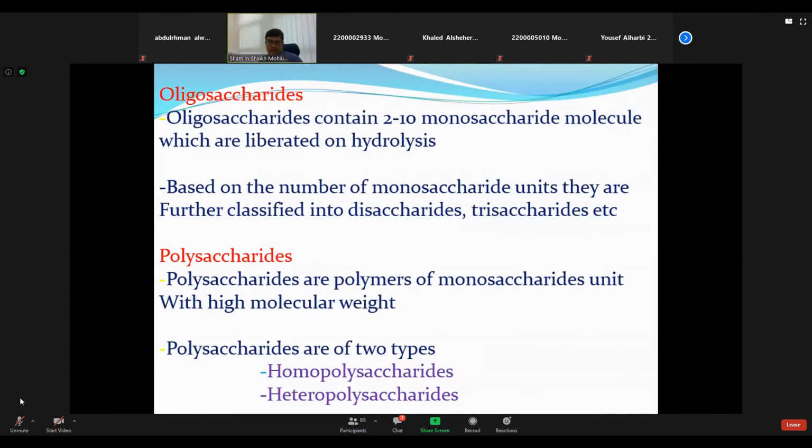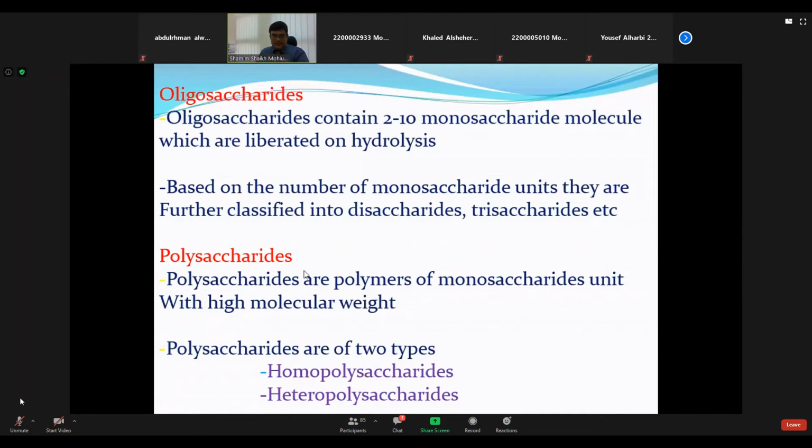Okay, so now come to the oligosaccharides. What is the meaning of oligosaccharide? It contains 2 to 10 units of monosaccharide molecules. When 2 to 10 units of monosaccharide are joined together, you get molecules of oligosaccharides. When it is 2, that is called a disaccharide. When the number is 3, it is called trisaccharide. Then tetrasaccharide, pentasaccharide. In that way, the names are given.